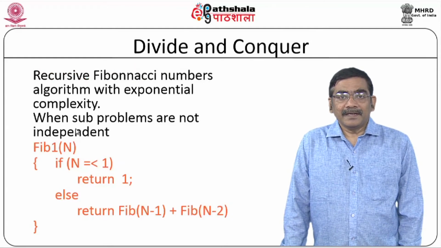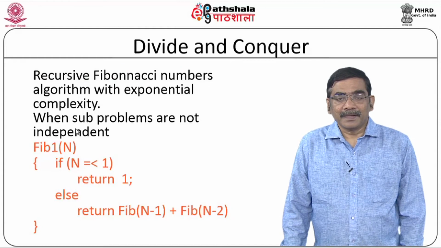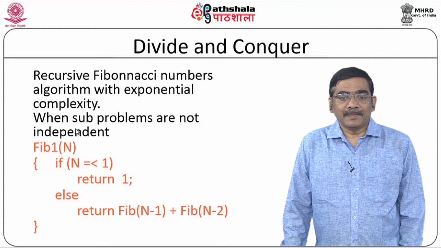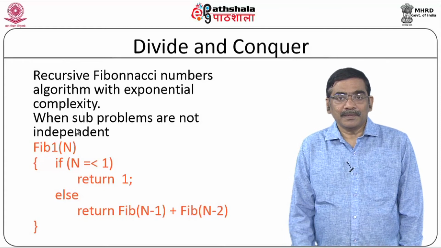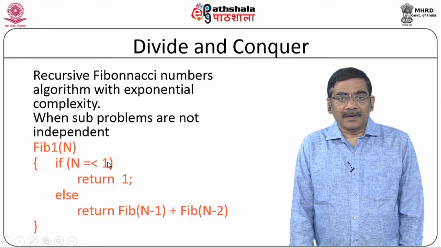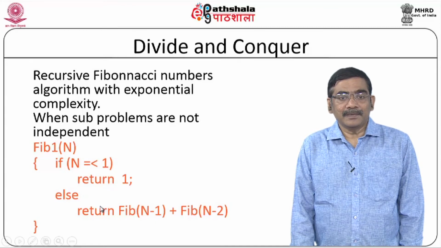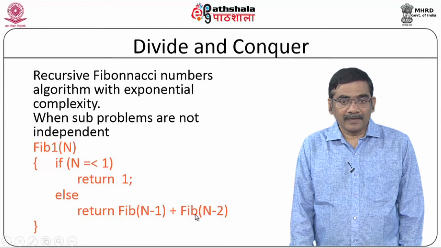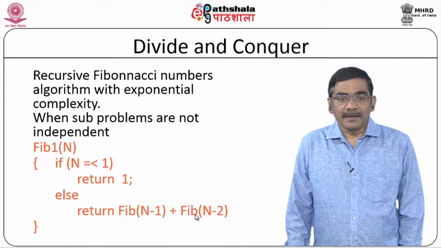How does divide and conquer solve this problem? The divide and conquer paradigm solves it using the top-down approach, where we have Fibonacci of n. If n is less than or equal to 1, then we return 1, else we return Fibonacci of n-1 plus Fibonacci of n-2.